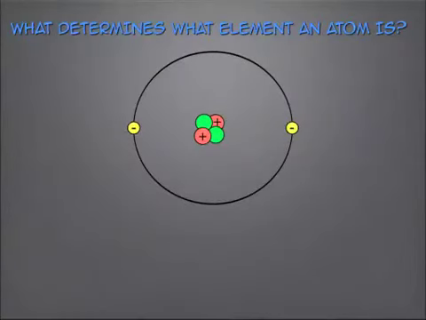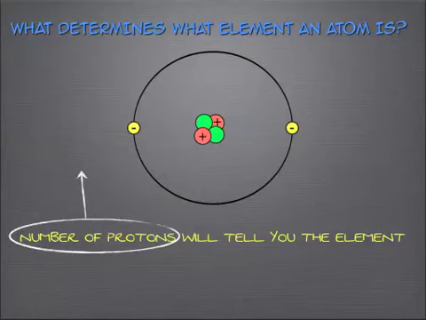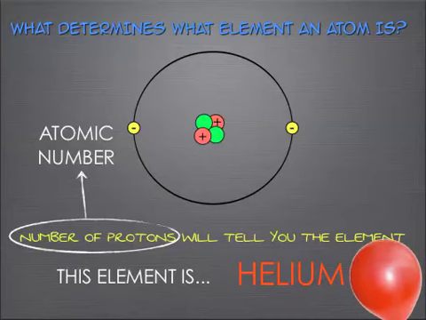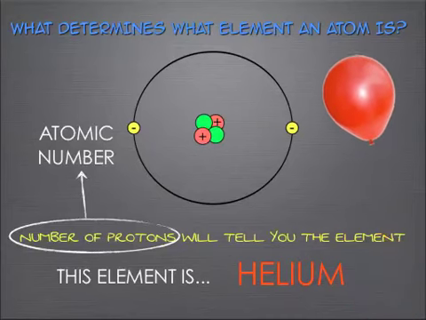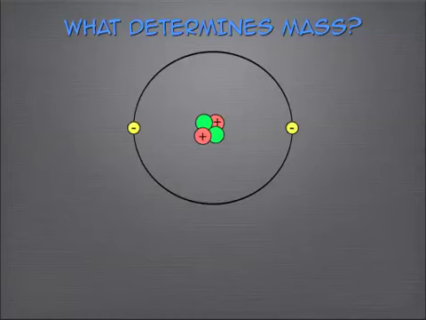So what determines what element an atom is? What atom is this? Well, it depends on the number of protons. You can just count the number of protons and that tells you its atomic number, and the atomic number can be looked up on the periodic table. So this element is helium, because it has two positive protons, those two red dudes. Okay? Yay, balloons.